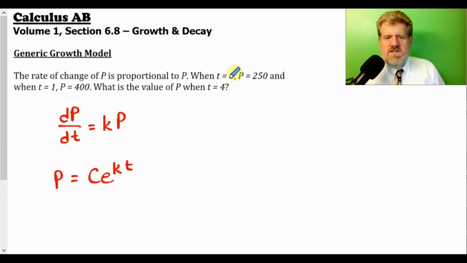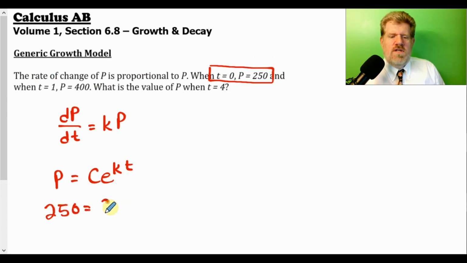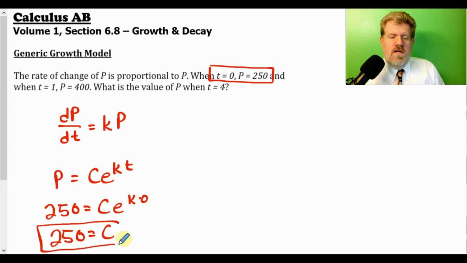So here's just a general, generic example. How do we find these things? So we'll take this value. At time 0, there are 250. So 250 when the time is 0. So what you end up with is 250 equals c. Now, k times 0 is 0, and e to the 0 is 1. Anything to the 0 power is 1. So we come up with this. It's our initial starting value. That's what the c value is in this function. It's what you start with. We're starting with 250.